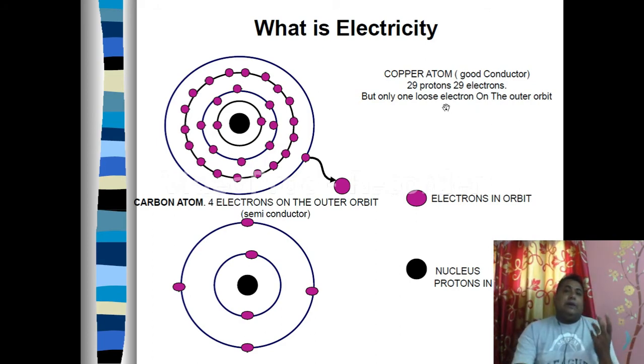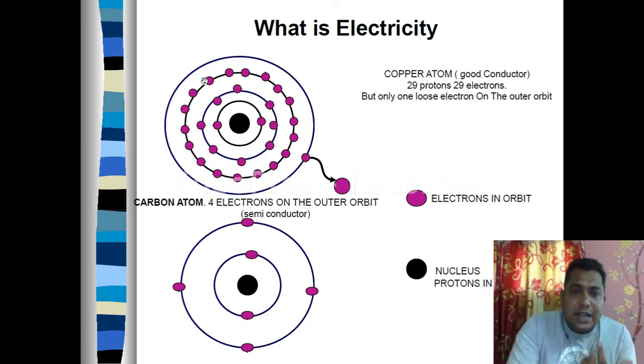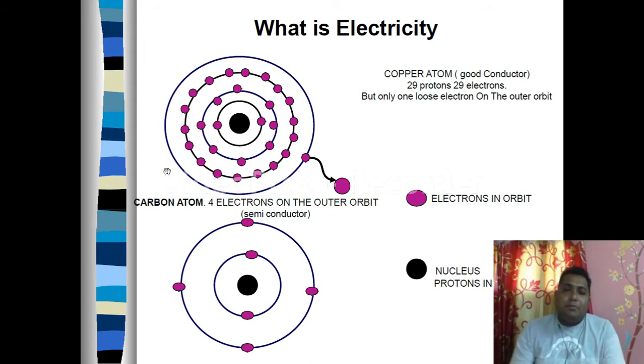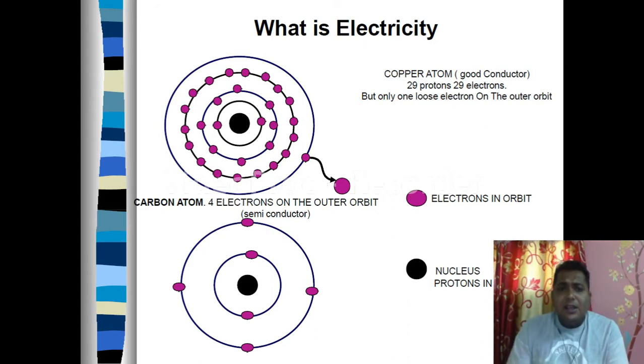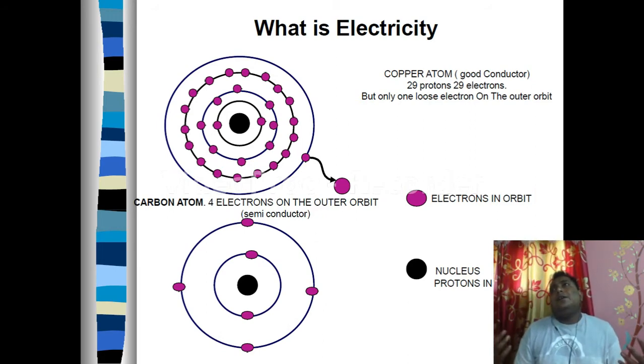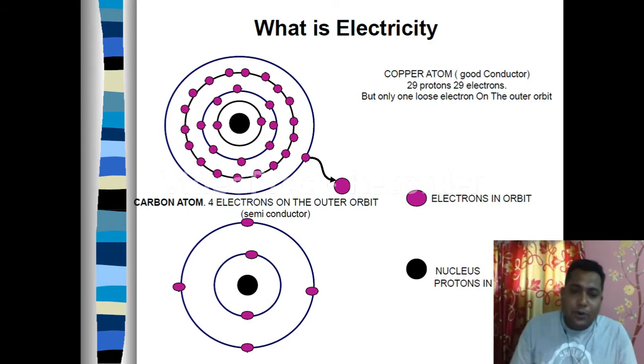That means this is a structural view of a copper atom where we have 29 electrons, but in the outer orbital we have only one electron. So if we give some supply, the electrons will come out from the atomic structure of the copper atom, and the current will start to flow. This is the basic idea of any electricity flow.